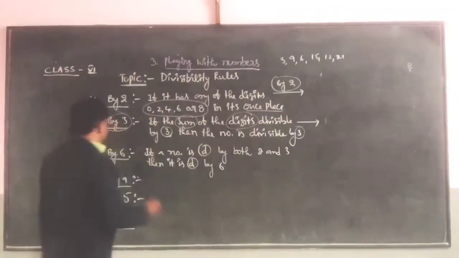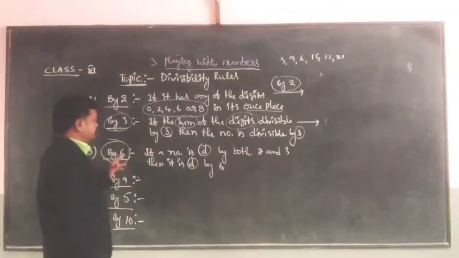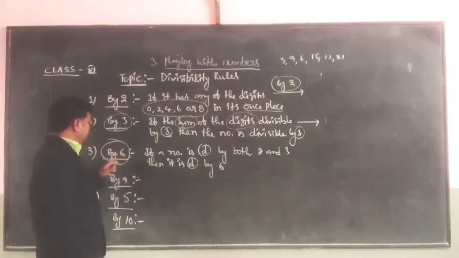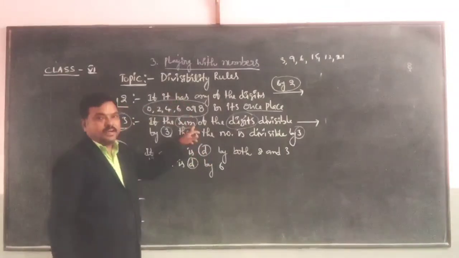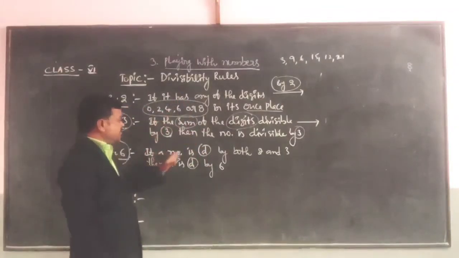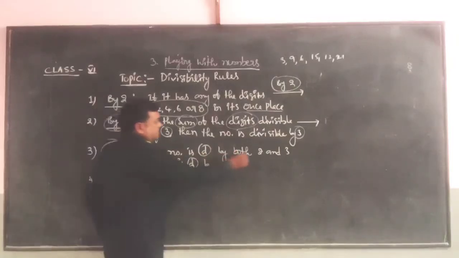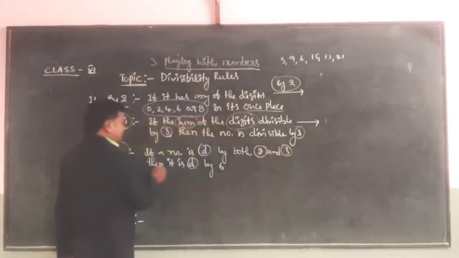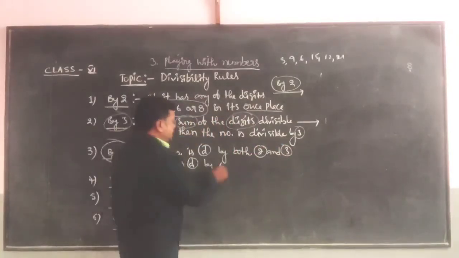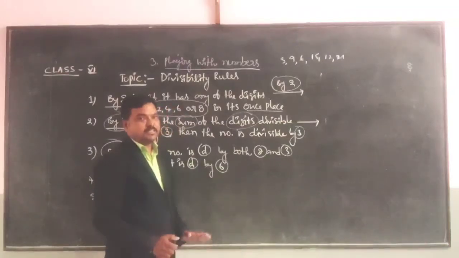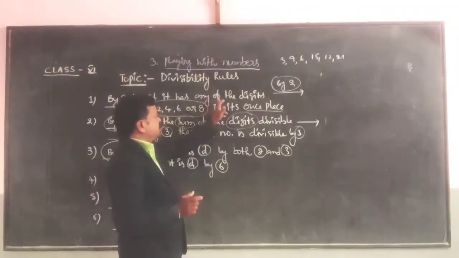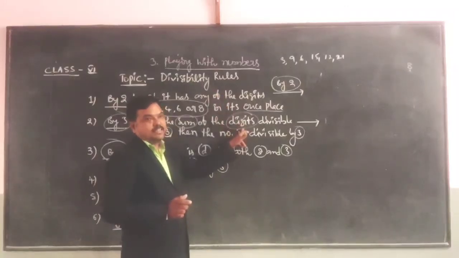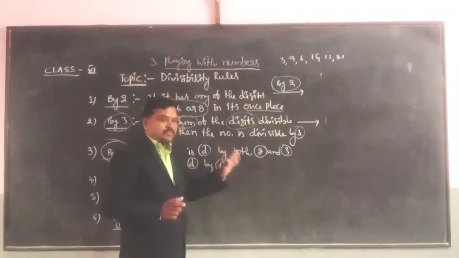The next is the rule for 6. The divisibility rule by 6 depends on the rules of 2 and 3. If a number is divisible by both 2 and 3, then the number is divisible by 6. Which means the number should be divisible by 2 and 3, then the number is divisible by 6.